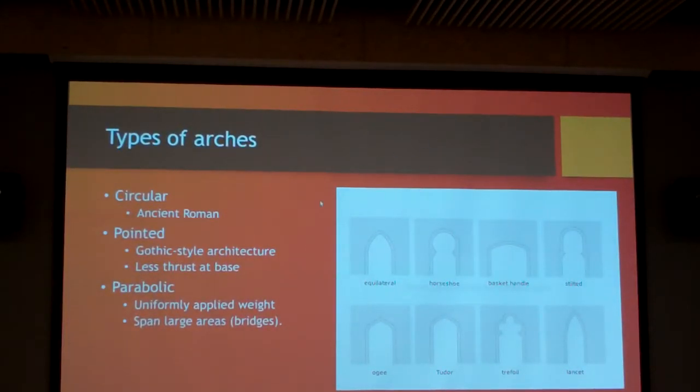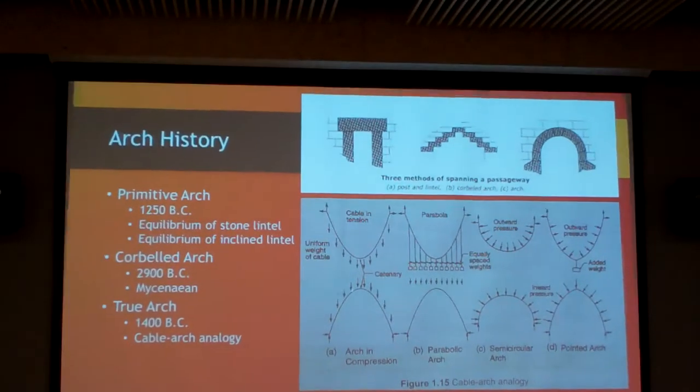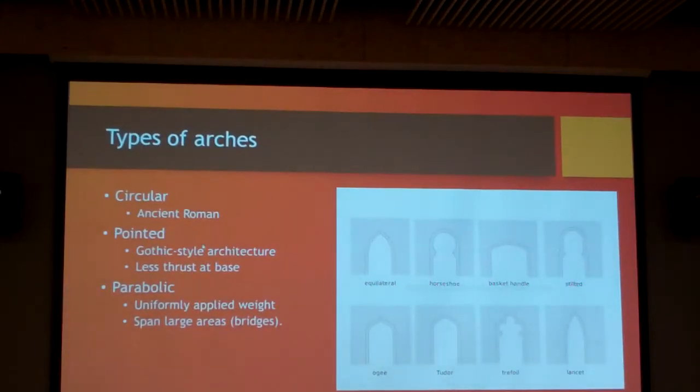And so we have many different types of arches. These are some of the special types, but the ones we think of are the circular, which is like this, which is the same as the semicircular that we showed at this one. That was first known in ancient Rome.